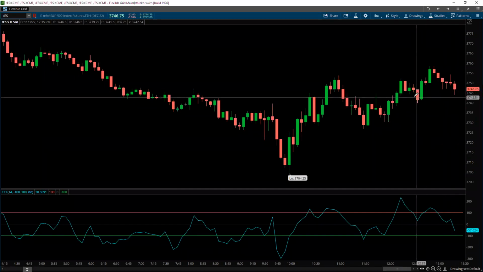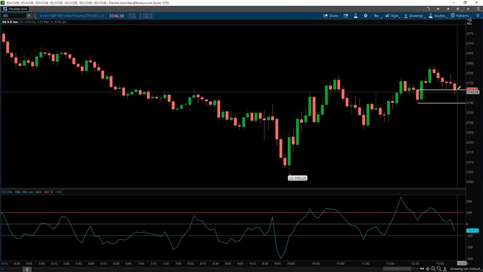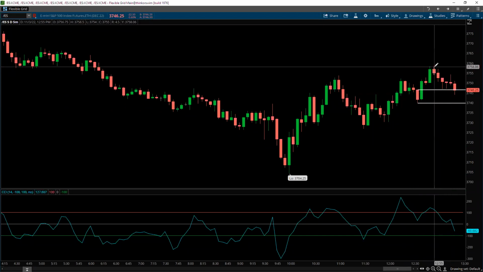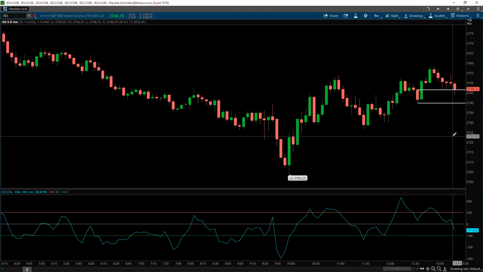Now we can do the same thing again. If we hold, we've got an area here of demand. If we hold this area and go above here, then we may take out the high. If we don't, then we may take out the low and we'll go down to the next area.